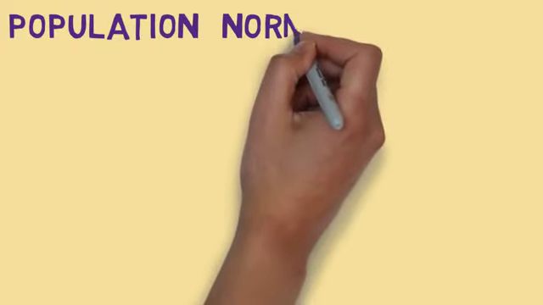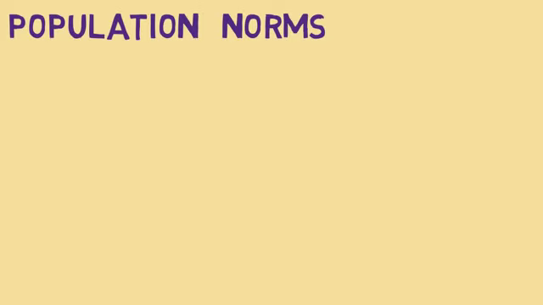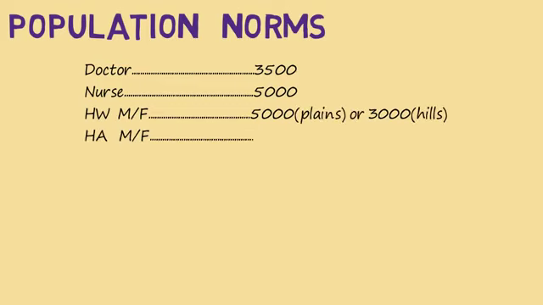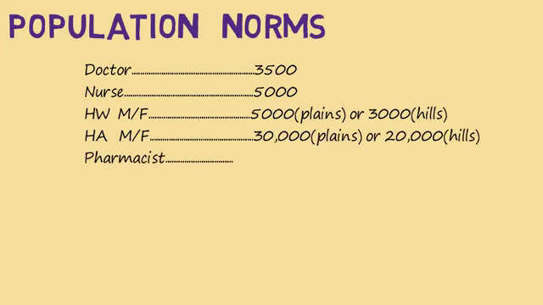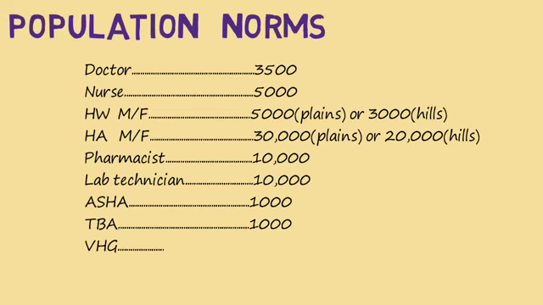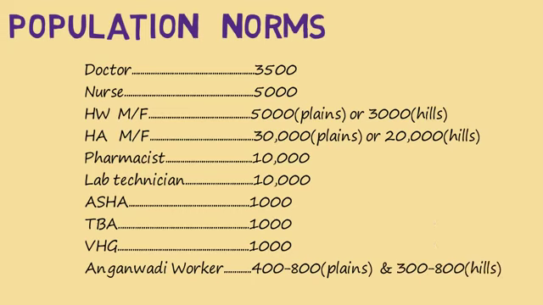This topic is not a must know, but it falls under what I call as good to know category. Government of India recommends that there should be 1 doctor per 3,500 population, 1 nurse per 5,000, 1 health worker per 5,000 people in the plains and 3,000 in the hills, 1 health assistant per 30,000 people in the plains and 20,000 people in the hills, 1 pharmacist per 10,000 people, 1 lab technician per 10,000, 1 ASHA per 1,000, a trained birth assistant per 1,000, a village health guide per 1,000, and finally an Anganwadi worker per 400 to 800 people in the plains and 300 to 800 people in the hills.